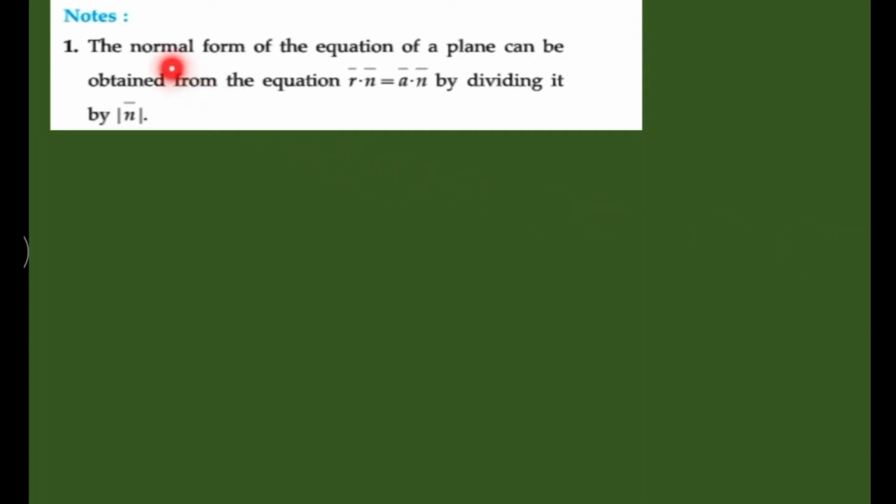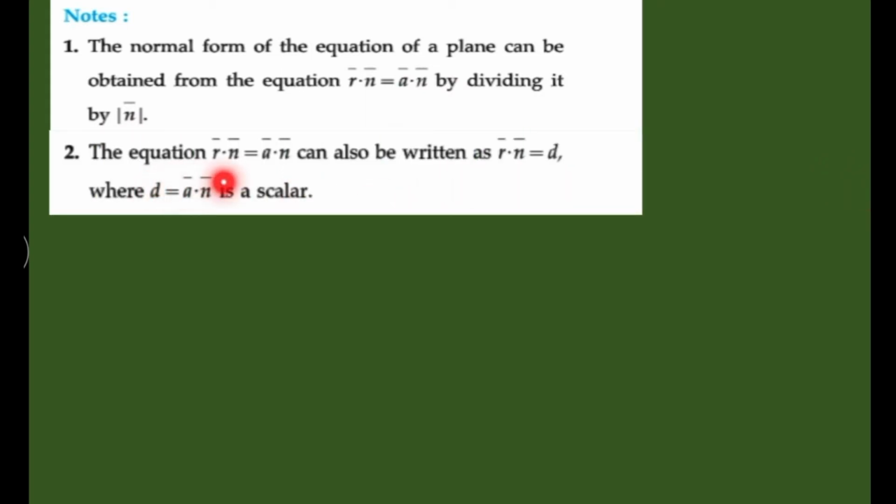Now see first note, the normal form of equation of plane can be obtained from the equation r bar dot n bar equals a bar dot n bar by dividing it by mod n bar. Second point, the equation r bar dot n bar equals a bar dot n bar can also be written as r bar dot n bar equals d, because this RHS a bar dot n bar we replace by d, and since it is a scalar product, we get a scalar quantity d. So we write here d equals a bar dot n bar is a scalar.